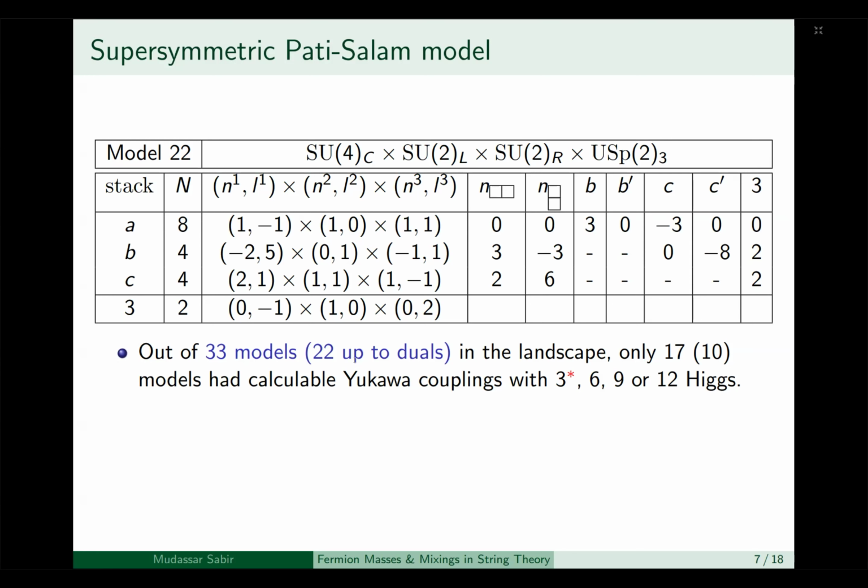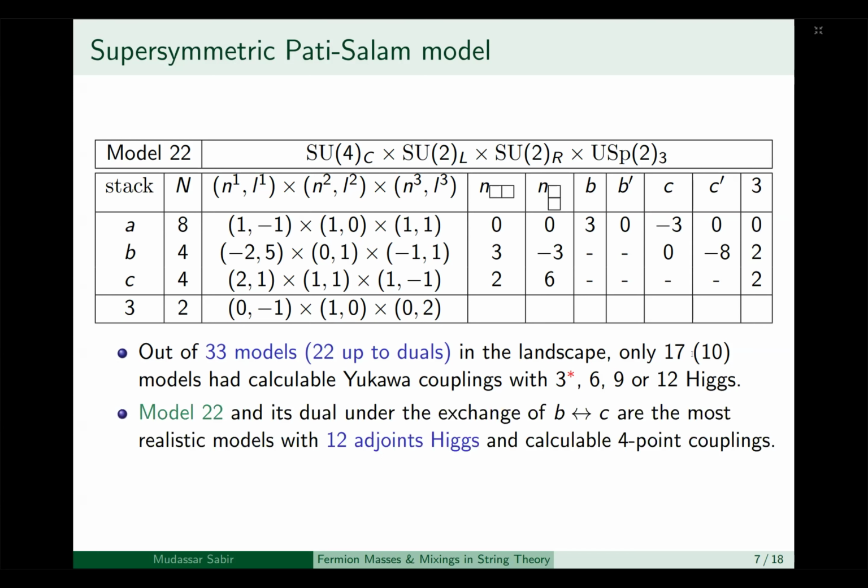And among these 22 models, not all models are calculable. If I want to calculate all the 3-point couplings and the 4-point couplings, really there are 17, or up to duals, only 10 models where I can calculate everything. So the models have various classes. There was one model with 3 Higgs. There were some models with 6, 9, or 12 Higgses. Among all these models, I found model 22 and its dual to be the most promising model.